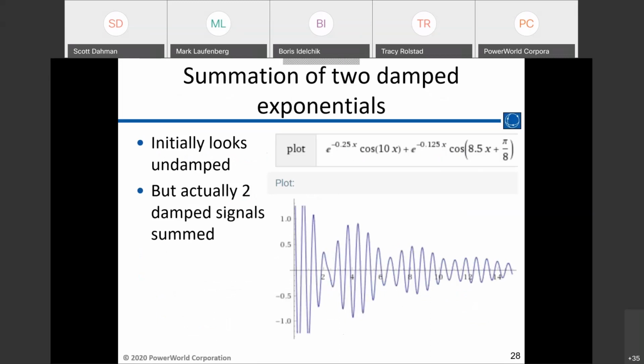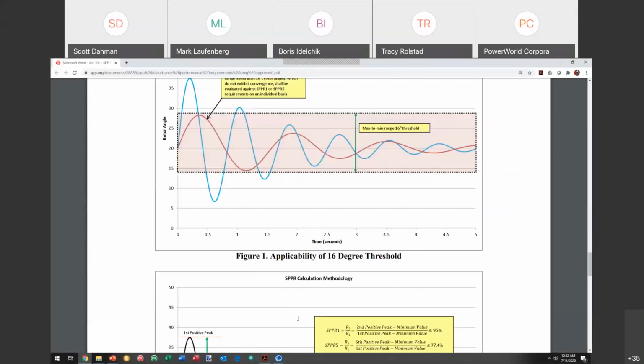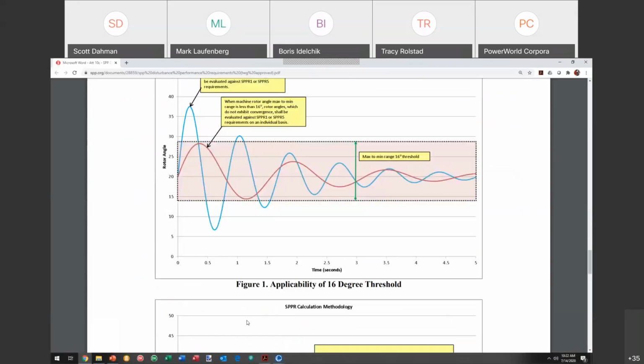So just kind of an aside. When you have a summation of damped sinusoidals, it never looks as good. If I go back to SPP plots, I've seen the same thing at WEC meetings where they show this nice damped sinusoid and say, well, let's count peaks and make sure the peaks are decreasing over time, and I'll get out a ruler and measure the slope and calculate the damping.